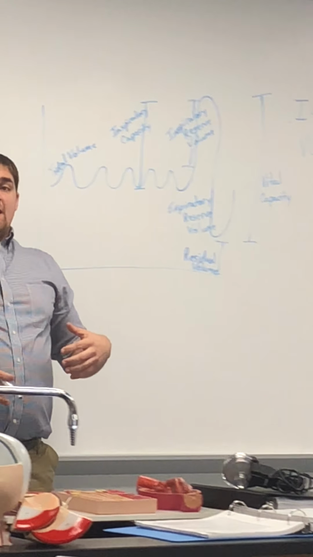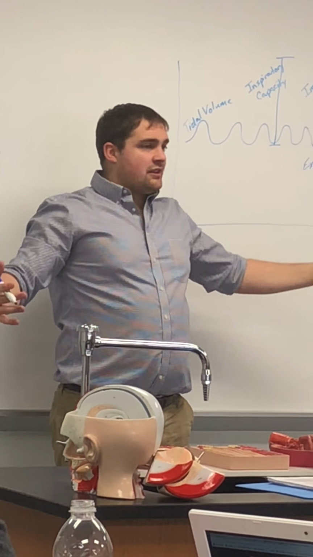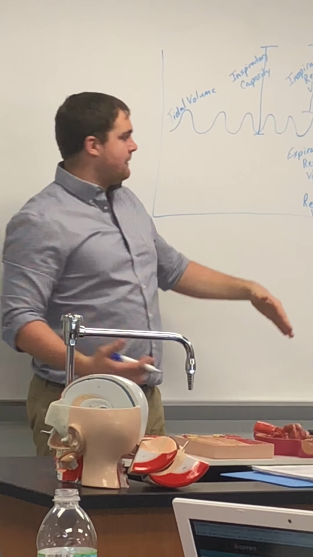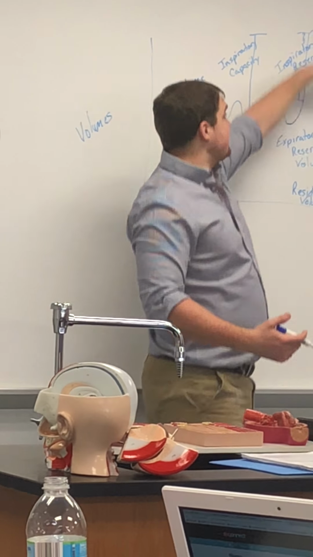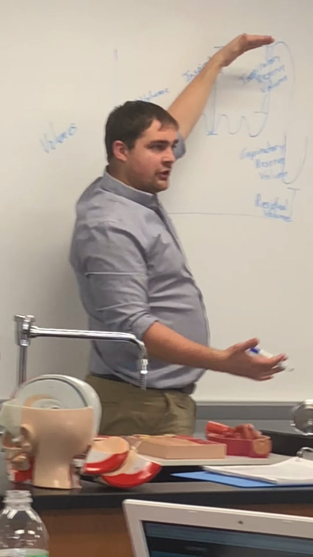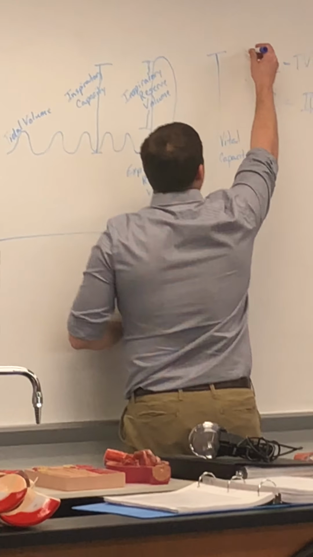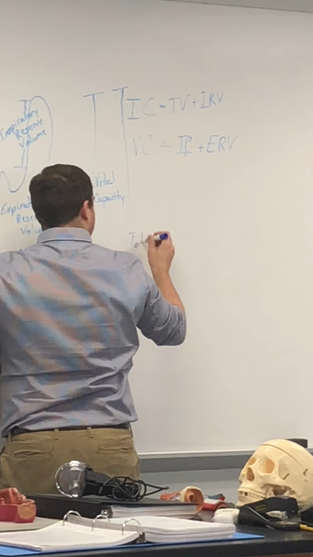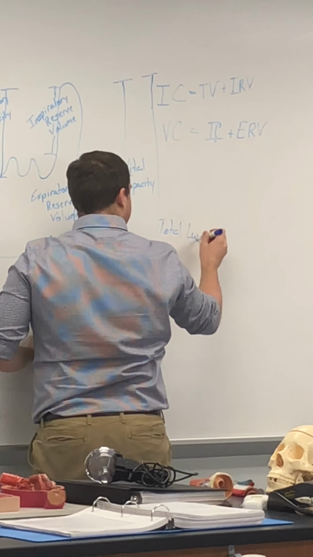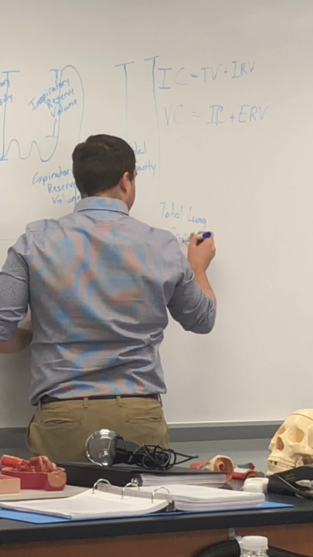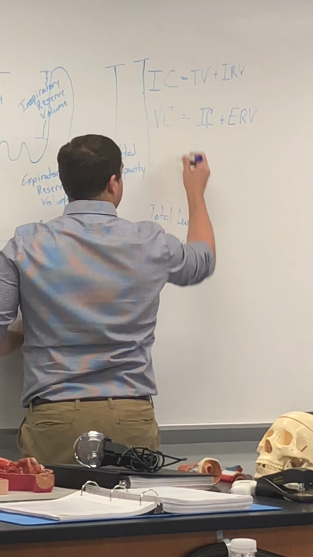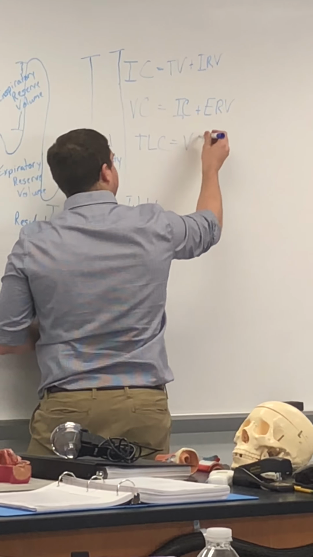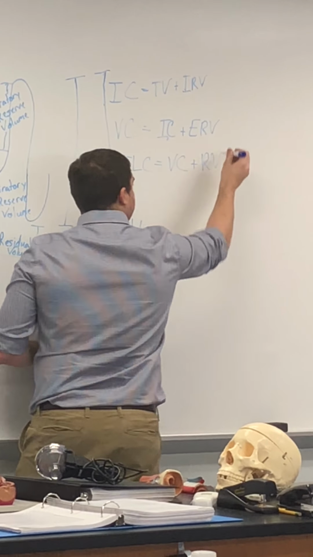If I want to say what is the total capacity or the total amount of air that can be in my lungs at any given time, we're looking at the entire volume, right? The total number. So for the total lung capacity, we would take our vital capacity and then add in the residual volume.